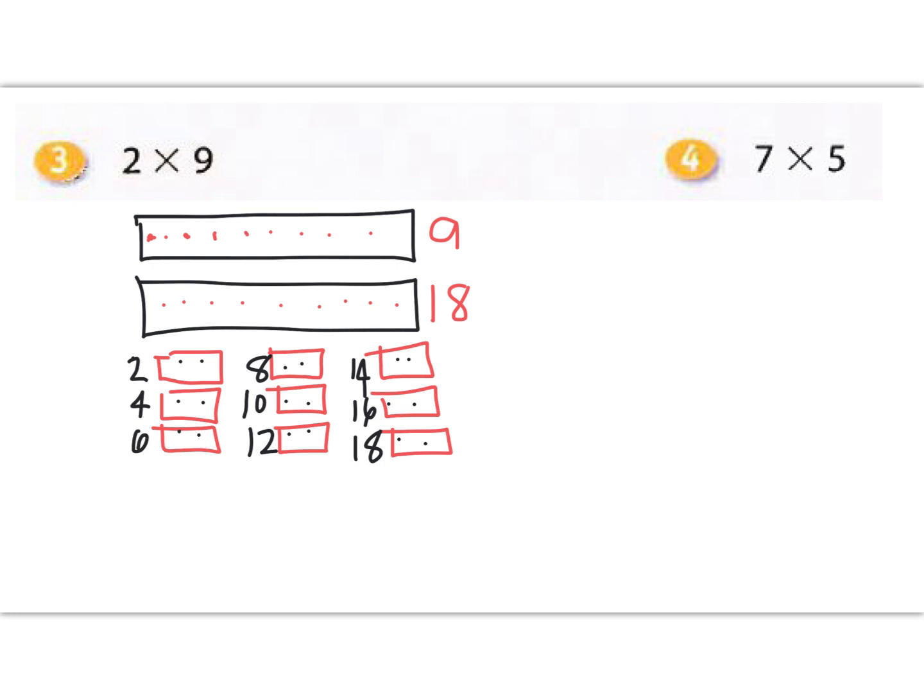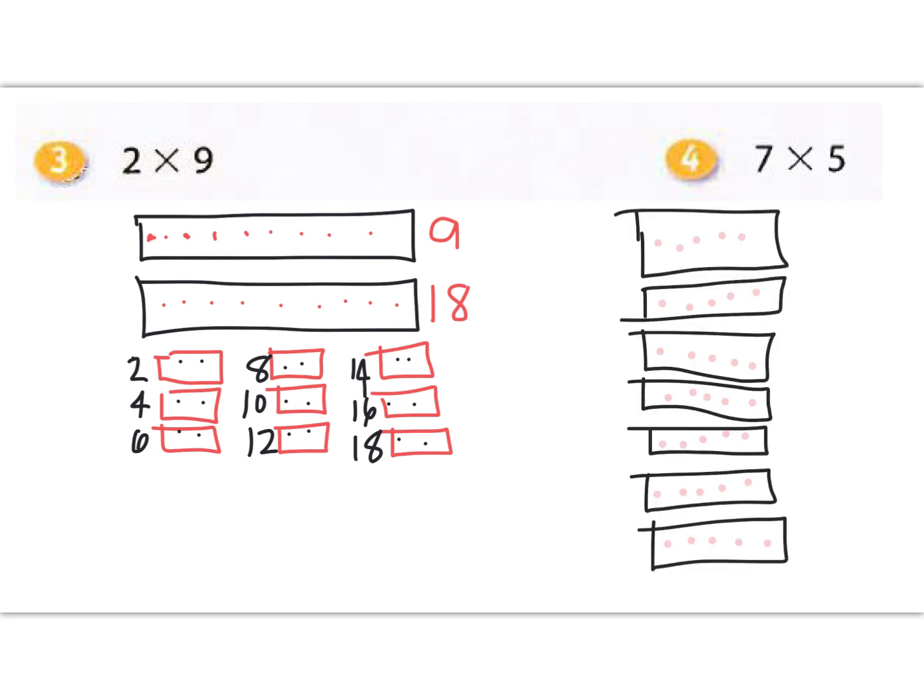Next one is 7 times 5. Same thing. We're going to make 7 groups of 5. Here we can see we got dots again. There's 5 in each one. So let's skip count by 5s. 5, 10, 15, 20, 25, 30, 35.